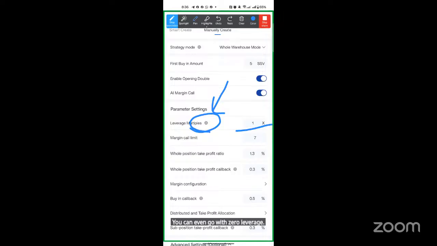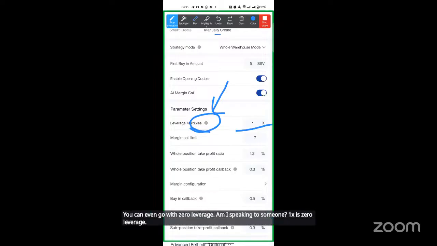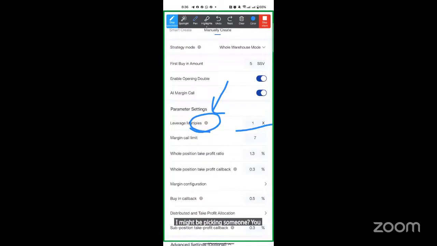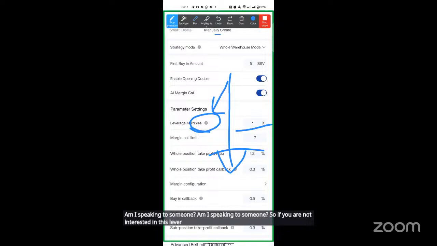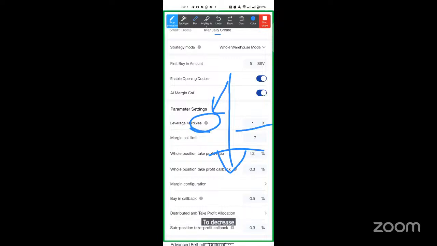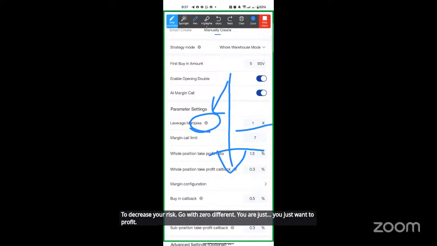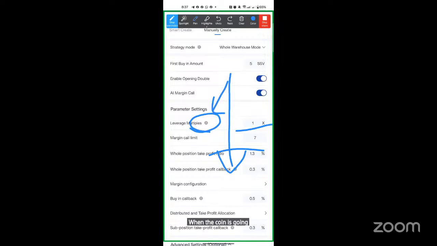Am I speaking to someone? 1x is 0 leverage. You adjust your goal with 0 leverage. You just want to benefit when the coin is going up. So if you are not interested in these leverage things to decrease your risk, go with 0 leverage. You just want to profit when the coin is going down.